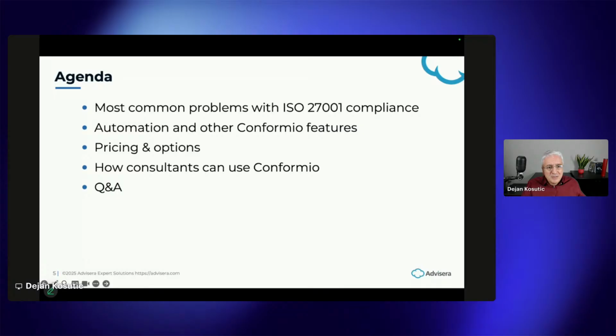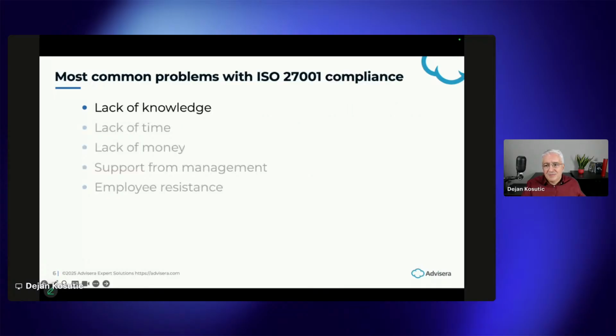Good, let me move on to these most common problems that we see companies typically face with ISO 27001. They typically don't have enough knowledge. So ISO 27001 is, well, unfortunately very complex, and very often people do not know how to tackle this, so they don't have enough knowledge on how to approach this kind of implementation.